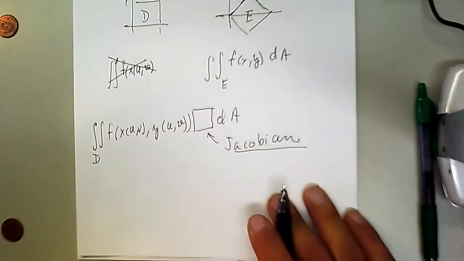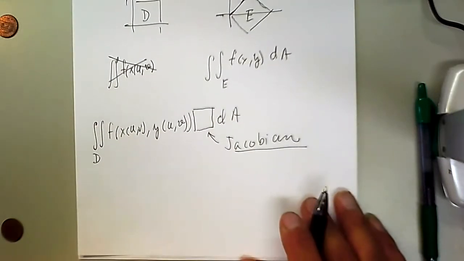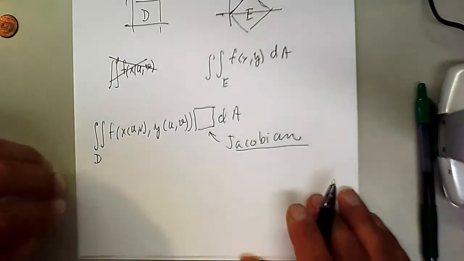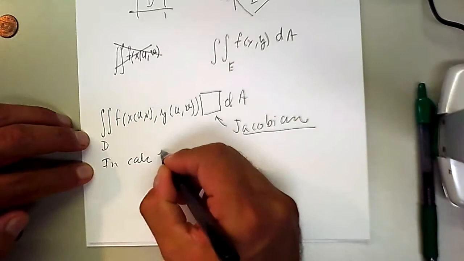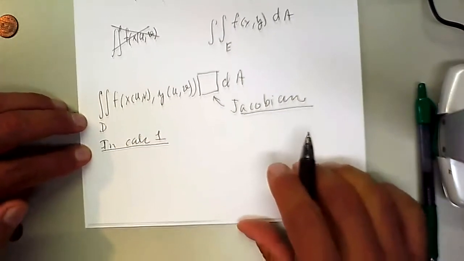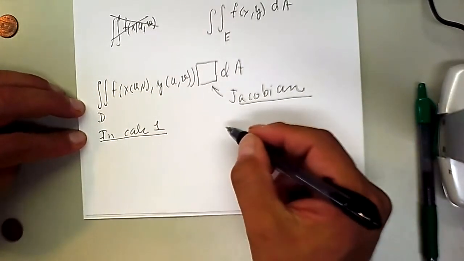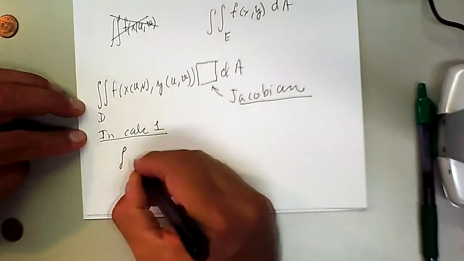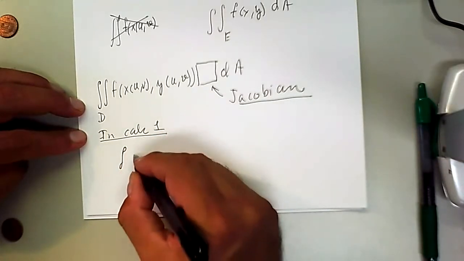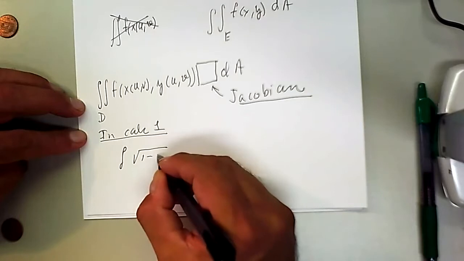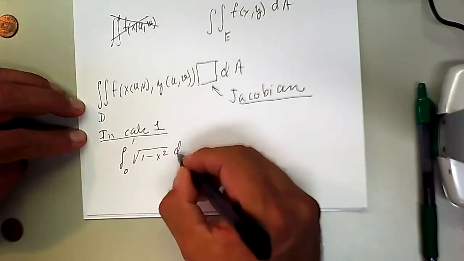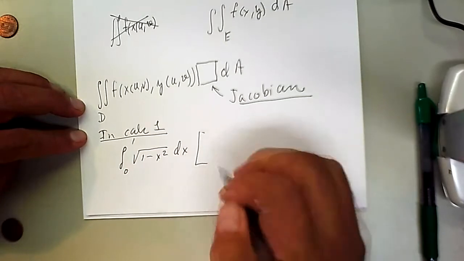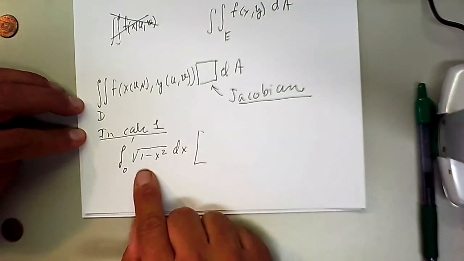We did this in Calc 1. In Calc 1, when we were integrating things like the integral of the square root of 1 minus x squared, let's say from 0 to 1, I'm not going to do this completely. I just want to show you. Remember what we did in Calc 1.